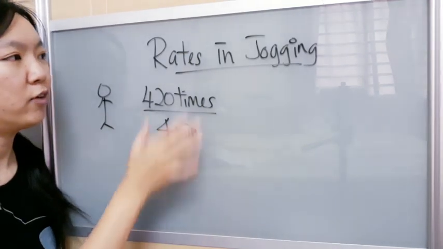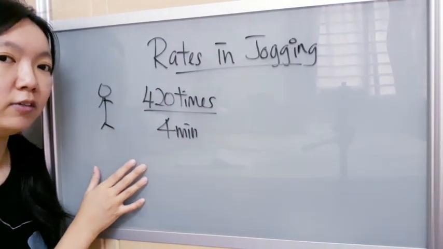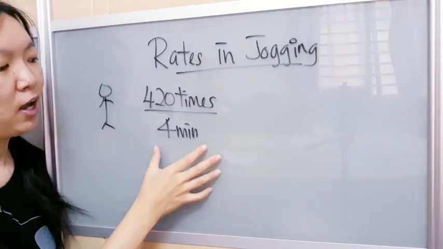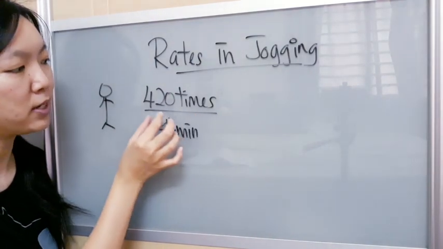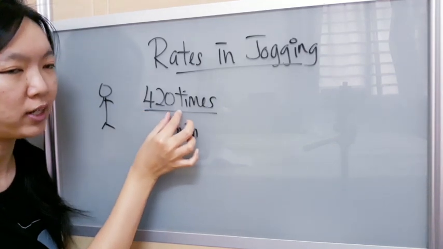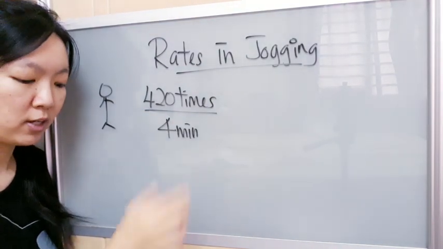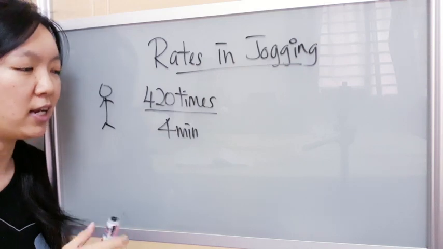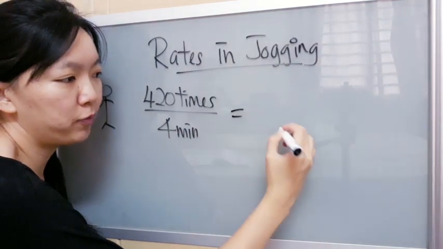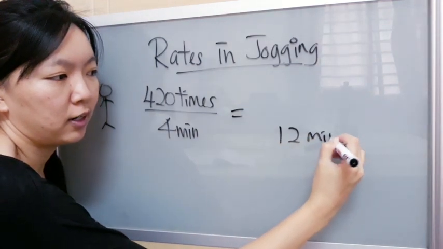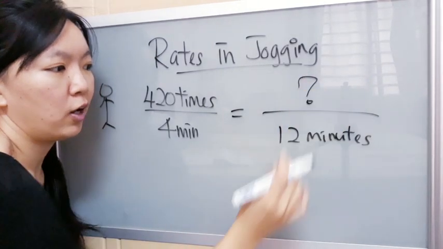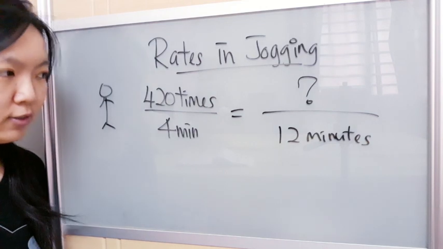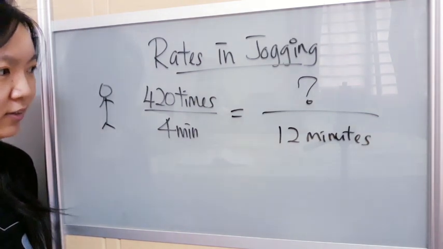Let's look at the rates in jogging. Daniel runs very steadily. So in 4 minutes, we know that his heart beats 420 times. As he runs very steadily for another 12 minutes, I would like to know, what is his heartbeat count for the 12 minutes? How can I find that?